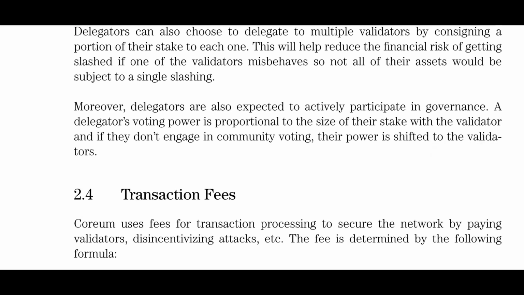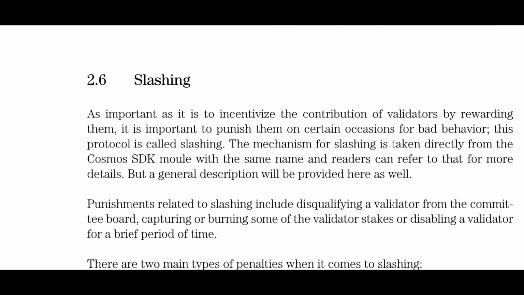Moreover, delegators are expected to actively participate in governance. A delegator's voting power is proportional to the size of their stake with the validator, and if they don't engage in community voting, the power is shifted to the validators. So slashing, and this is the one that I hear a lot of concern and confusion over when we talk about the bonded proof of stake. So we'll go through this one.